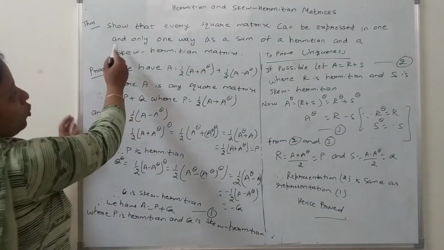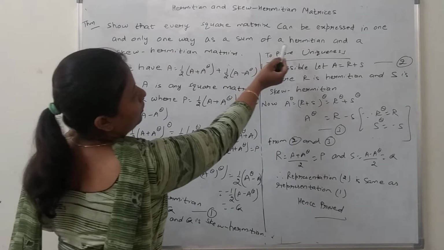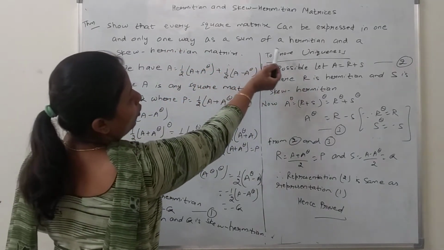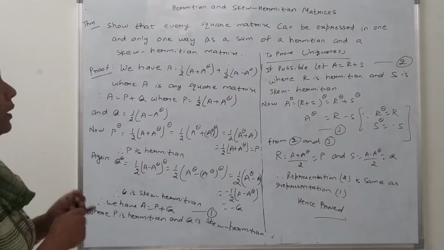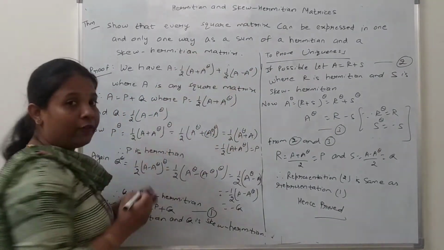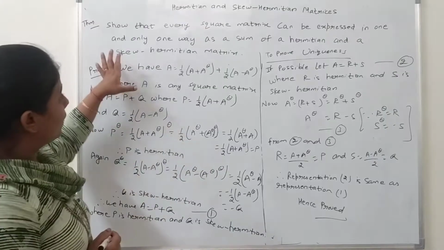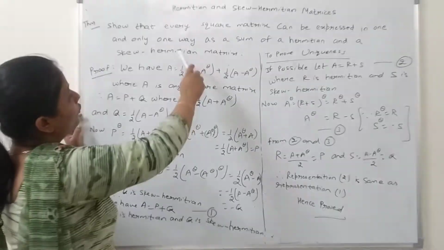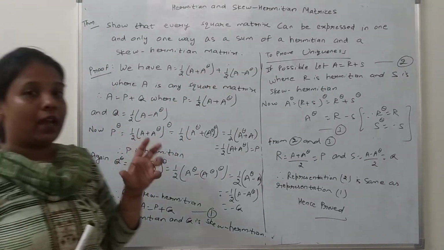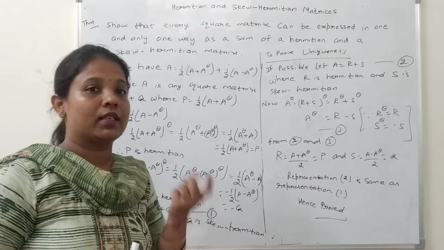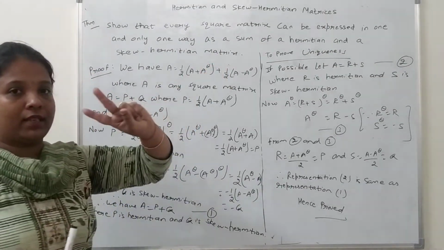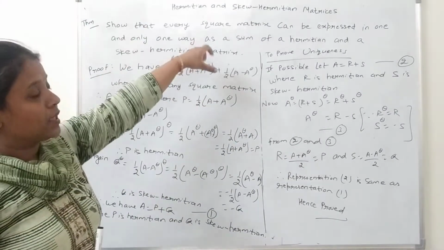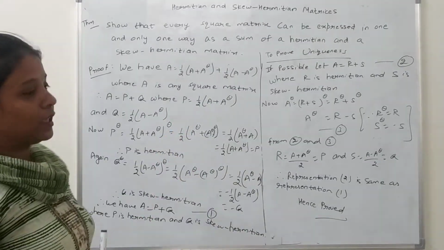The theorem is: show that every square matrix can be expressed in one and only one way as a sum of Hermitian and skew Hermitian matrix. One and only one way means uniqueness. We can express a square matrix as a sum of two matrices, one Hermitian and the other skew Hermitian, and this representation should be unique. We will prove this in this theorem.